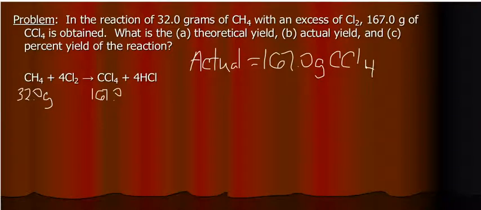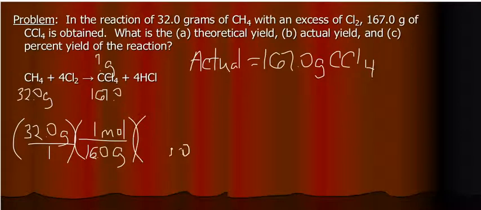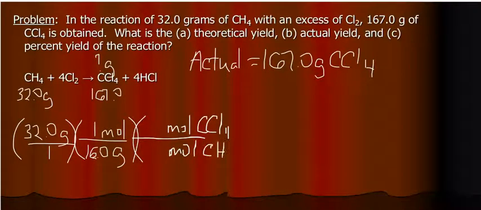I need to determine the theoretical yield of CCl4. And I'm going to do that starting with 32 grams of my reactant because I have excess Cl2. So I'm going to start with 32 grams, convert grams back to moles. So I need the molar mass of CH4, which is 16. Do your mole-to-mole ratio. I want to convert to CCl4 from CH4. And the mole ratio is 1:1.